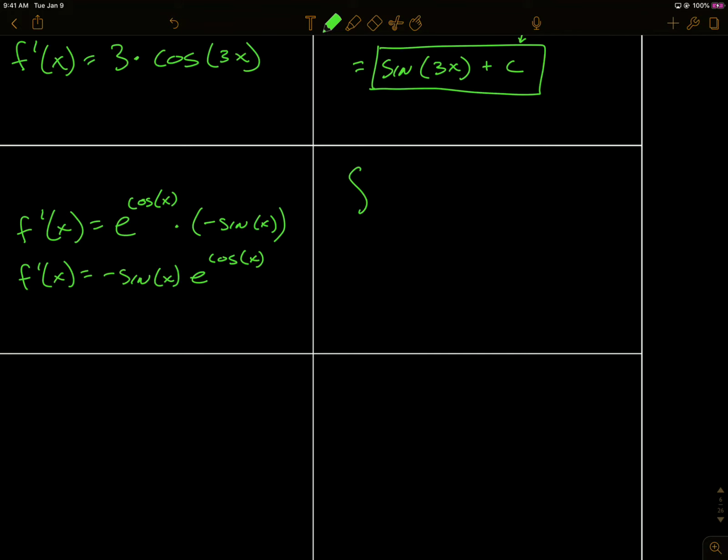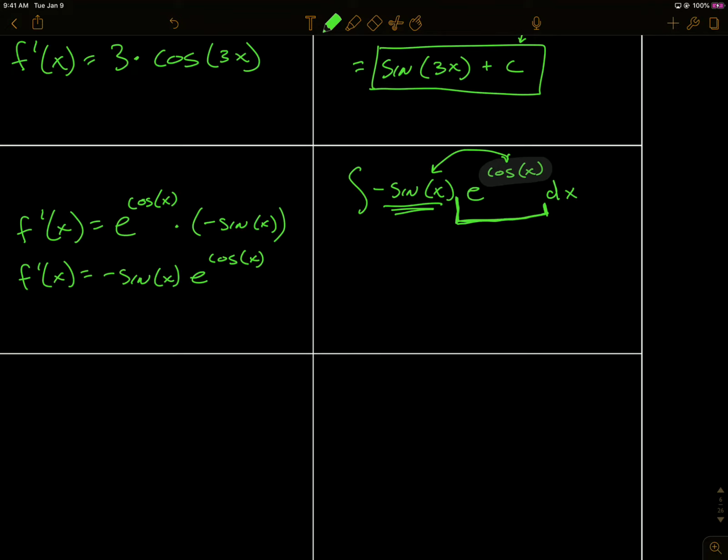But if I see the integral of negative sine of x e to the cosine of x, this is another example of how you might see this. You're going to look at it and say, well, I've got a composite function, where the outer function is e to the x. The inner function is cosine of x. And I notice that it's times the derivative of the inner. This part right here is the key. This is the derivative of the inside function here.